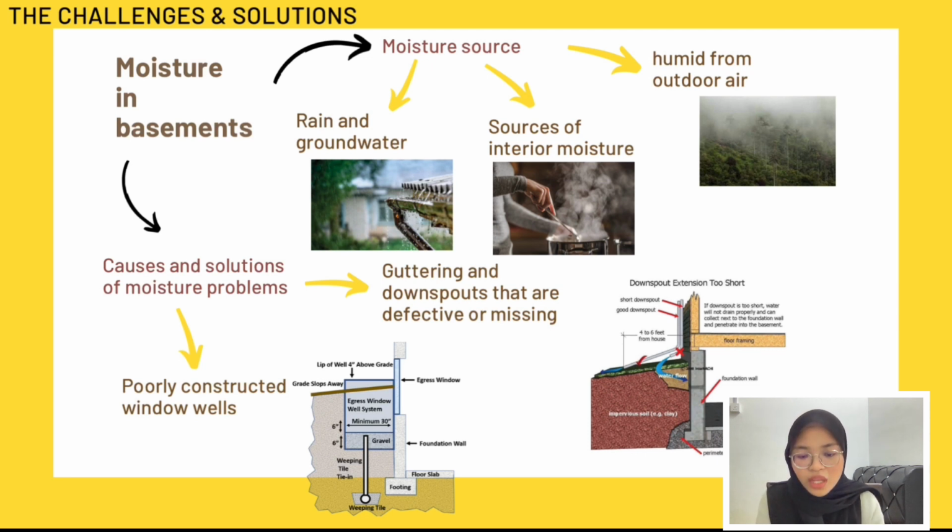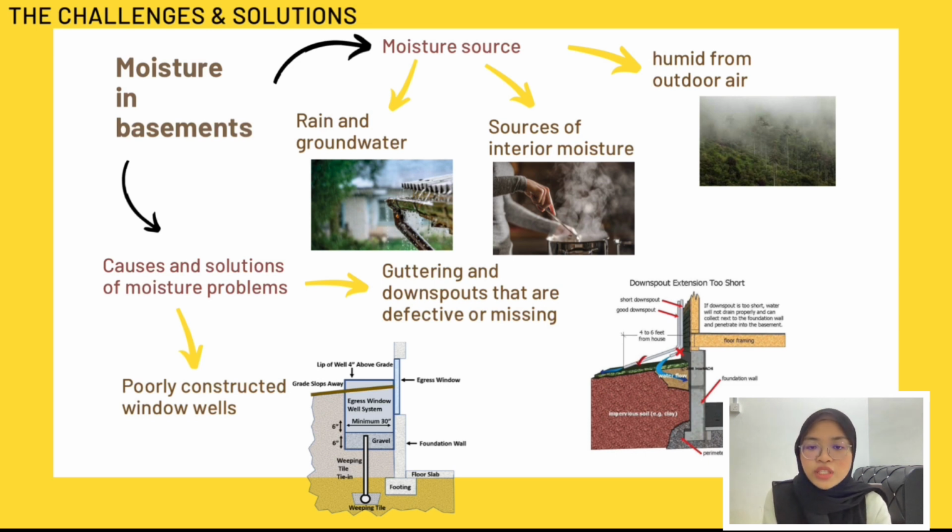Actually, the downspout should be extended and built far from the wall, so that the rainwater doesn't go directly to the basement.